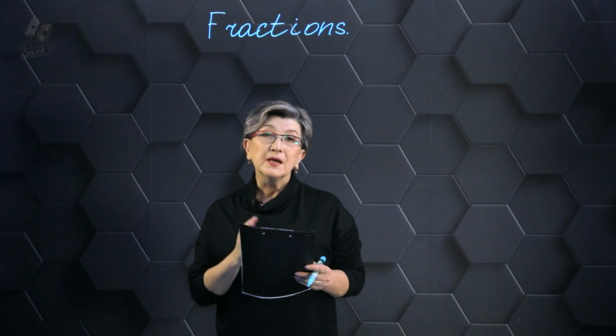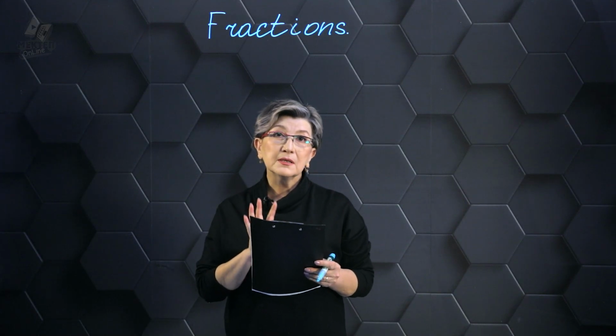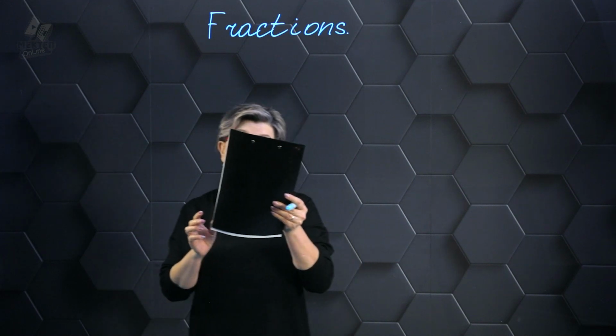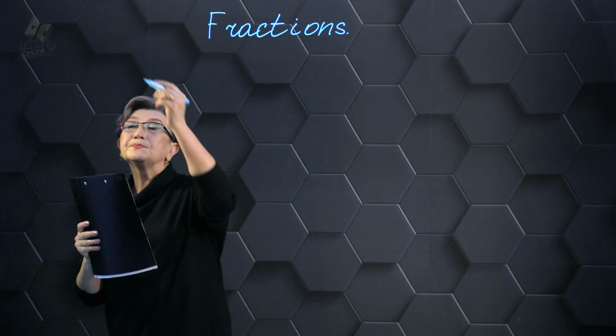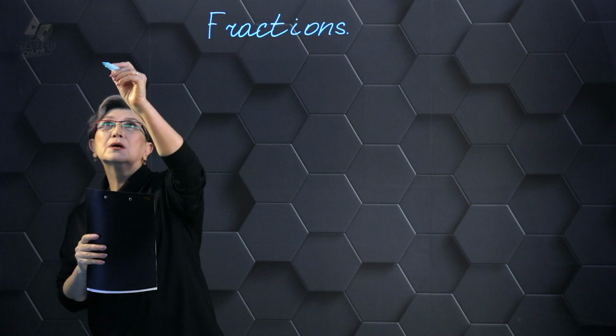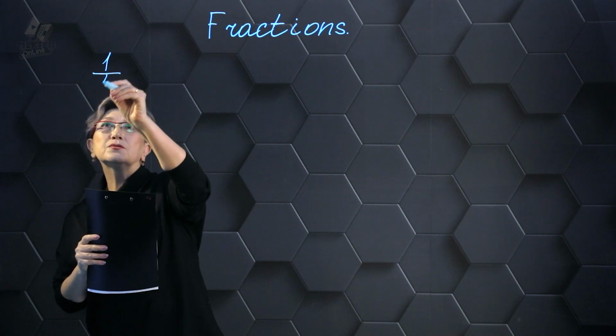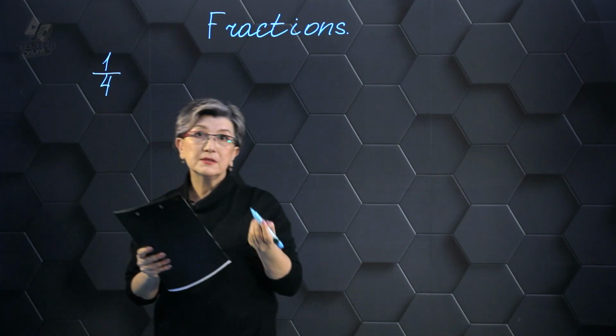Why choose a square? Because the square is very easy to divide into equal parts and all sides of the square are equal. So let's show fractions on the square. We are required to illustrate the fraction 1/4 in order to visually represent its value in relation to the whole. What do I need to do for this?